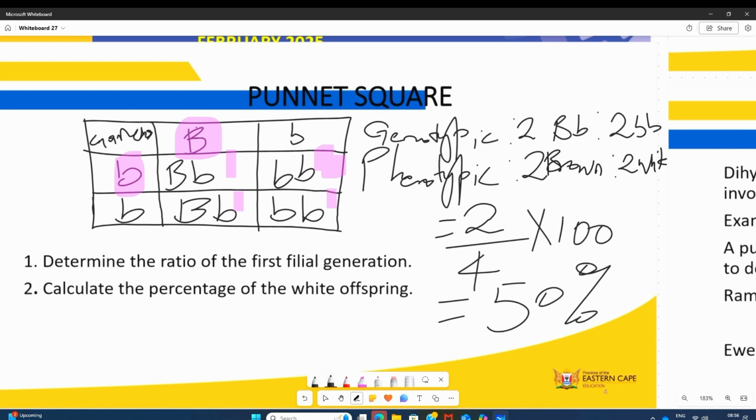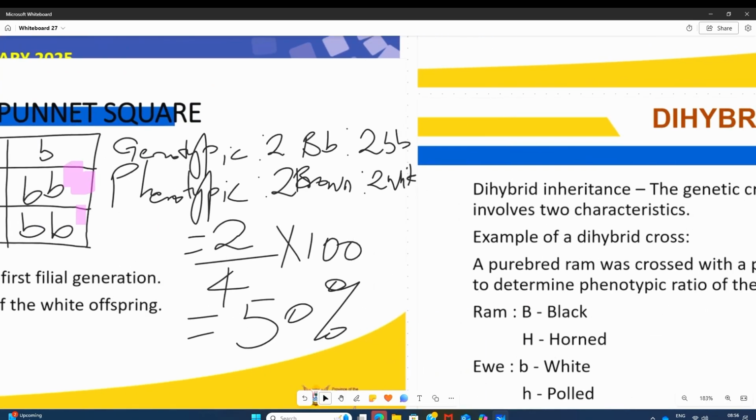All right. Continuing, let's now go to the dihybrid inheritance. Dihybrid inheritance is the genetic cross between two individuals which involves two characteristics. An example of a dihybrid cross: we have a purebred ram that was crossed with a purebred ewe. Now, we are required to use the Punnett square to determine the phenotypic ratio of the second filial generation, right?